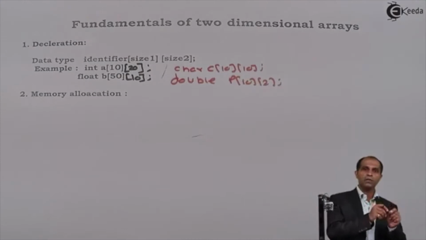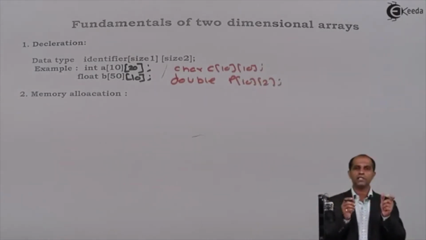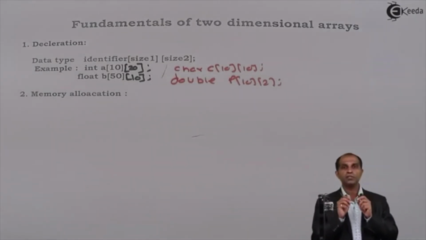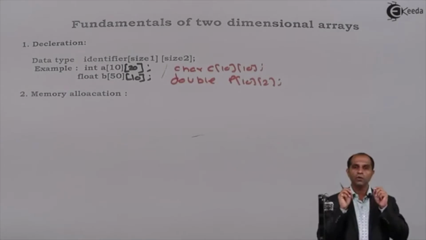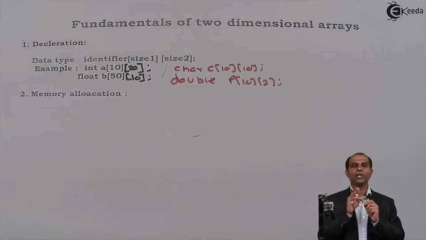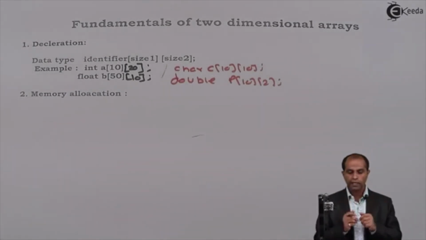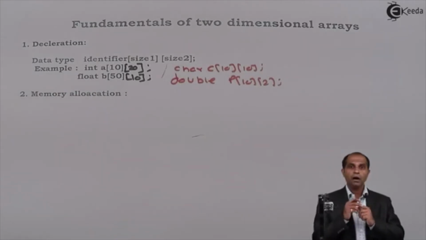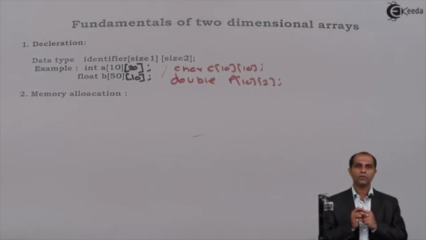Not necessarily does size 1 always have to be more than size 2. You can have size 1 greater than size 2 or size 2 greater than size 1. So there is no correlation between size 1 and size 2 with respect to values. The only constraint is that they have to be of type integer. Clear? Okay. Now the question comes, how does this memory allocation go?